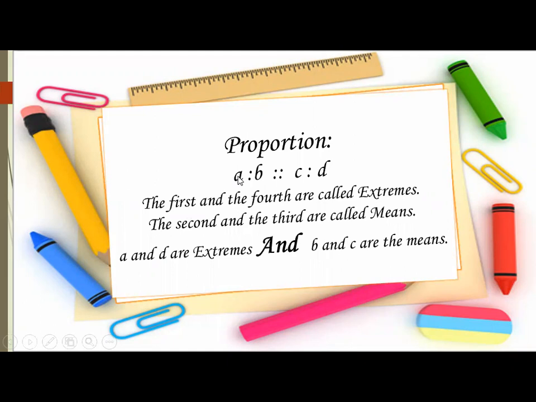Here the first and the fourth, A and D, are called the extreme proportionals, and the second and the third are called the mean proportionals. Here A and D are called extremes and B and C are called the means.